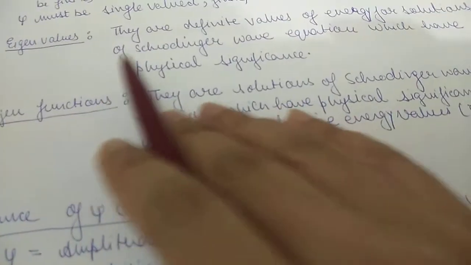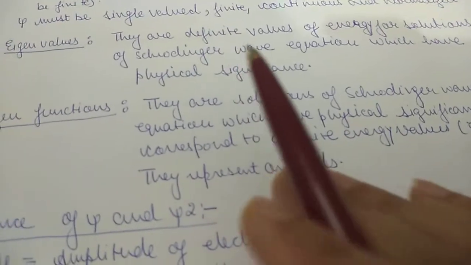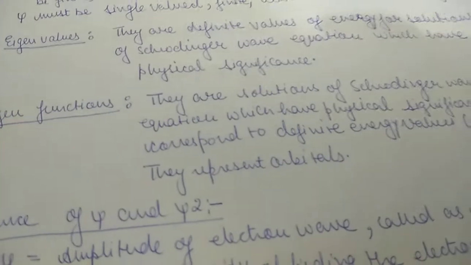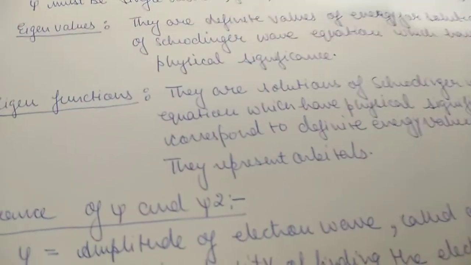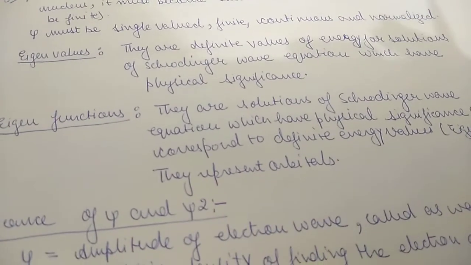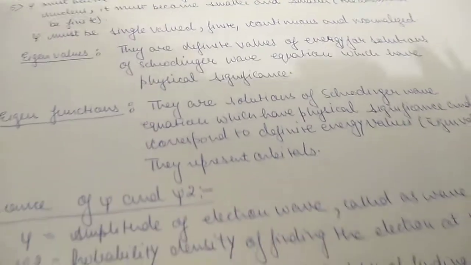तो जो एनर्जी की वैल्यू आती है ऑन सॉल्विंग द सॉल्यूशंस ऑफ श्रोडिंगर वेव इक्वेशन, they must be physically observable, they should have a physical significance. और उन वैल्यूज को हम क्या बोलते हैं, eigen values. And what are eigen functions?